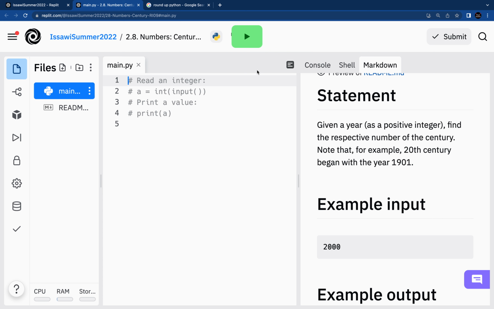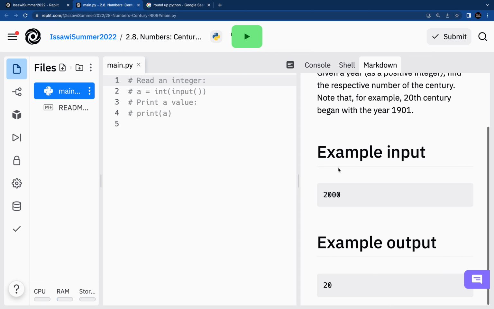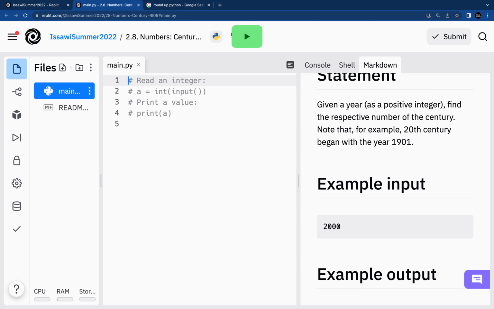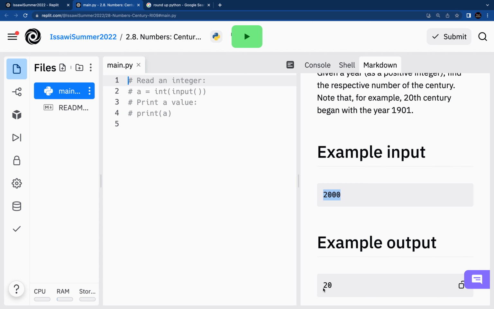2.8, where we're trying to get what century we're in. Essentially, what we want to do, given a year as a positive integer, is find the respective number of the century. Note that, for example, the 20th century began in 1901. And so the 20th century also includes the year 2000, which is 20, which is interesting. So let's see how that one works.